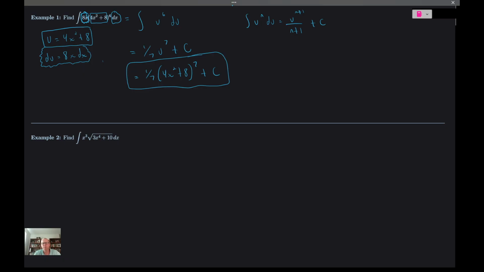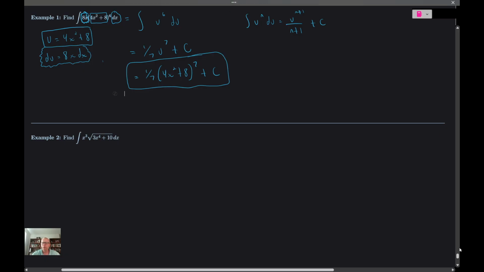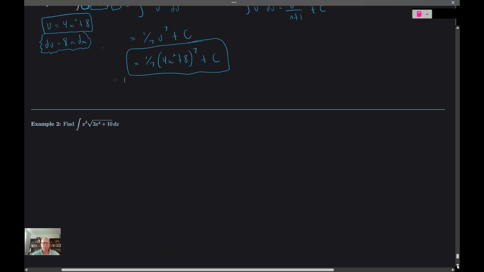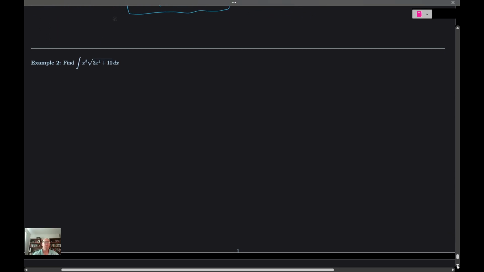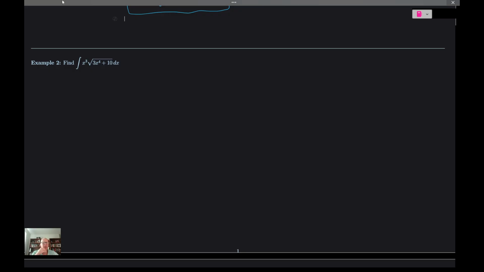So 8x times 4x squared plus 8 to the 6th, which is our original function. So we have found the antiderivative using substitution. All right, let's see this one. And we'll talk about better guidelines. I mean, what I'm giving you as a guideline here is good. We'll give you more guidelines in a minute.